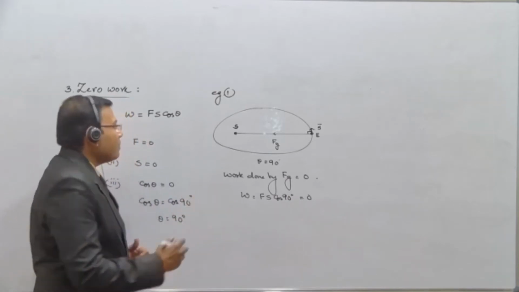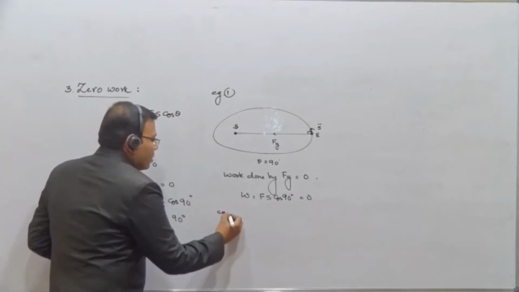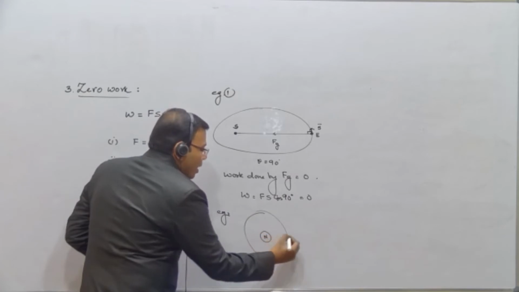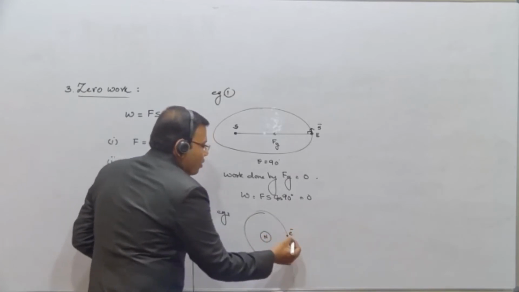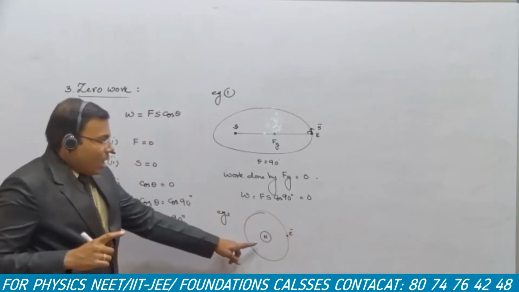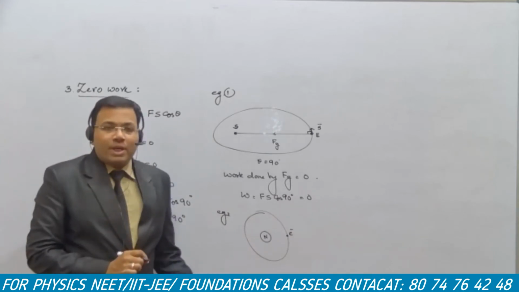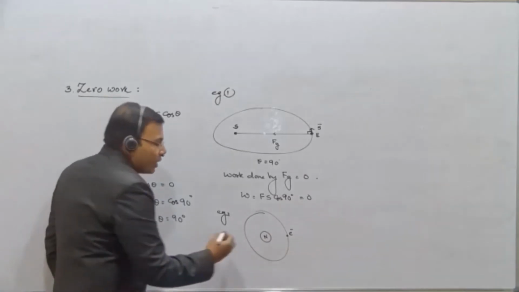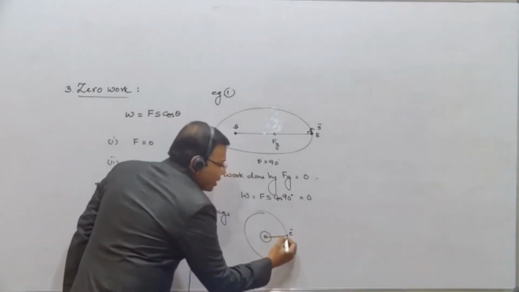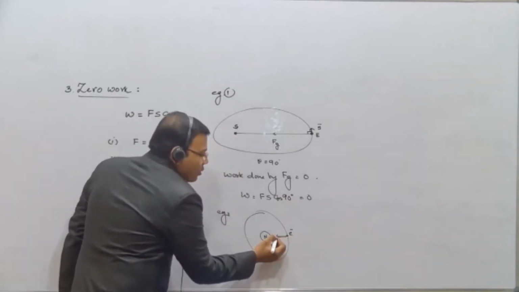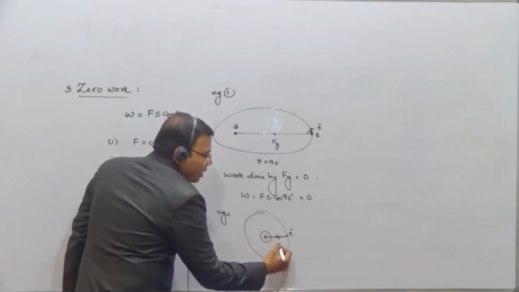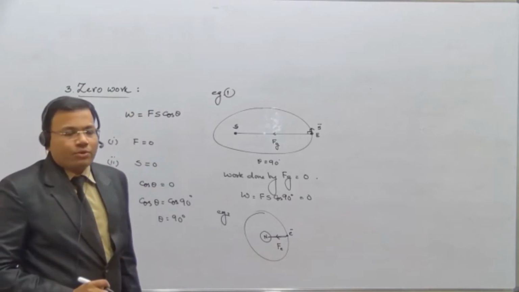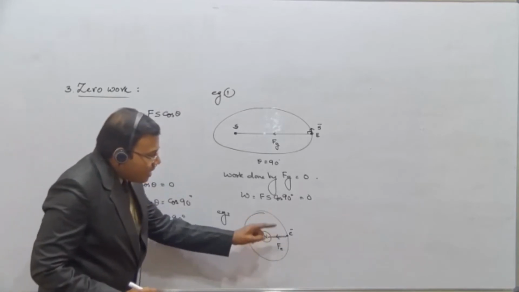The second example you can see on the board. Suppose this is the nucleus and the electron. Here the electron is revolving around the nucleus. Now there is an electrostatic force between the nucleus and the electron, and it acts along the line joining the electron and the nucleus. So it is like this, and I am writing the electrostatic force as Fe. What is the direction of the displacement at any instant?